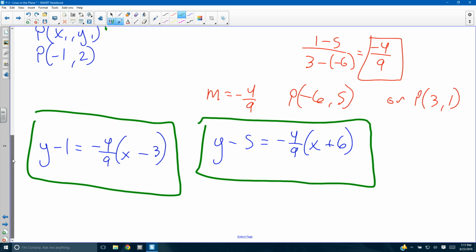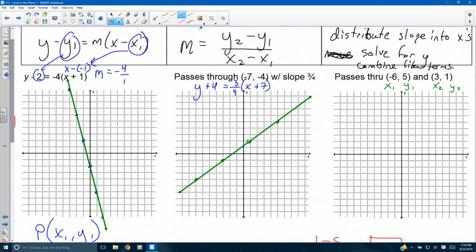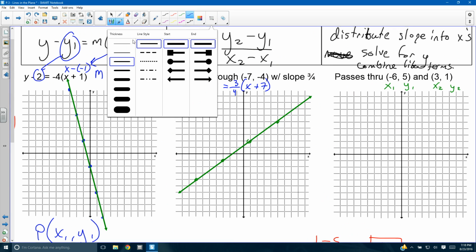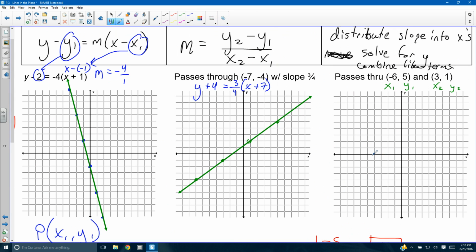So that's where we'll talk about converting form. But those are your equations. Let's go ahead and graph. Starting from negative 6, 5, we'll take a slope of negative 4/9. 1, 2, 3, 4 over 9 over 6 over 3. That's over 9. And look, we land at the point 3, 1.